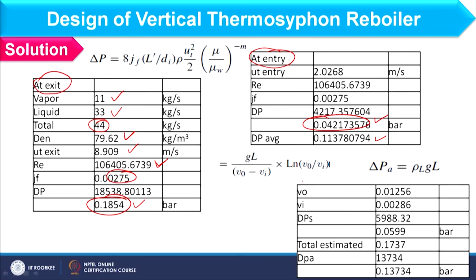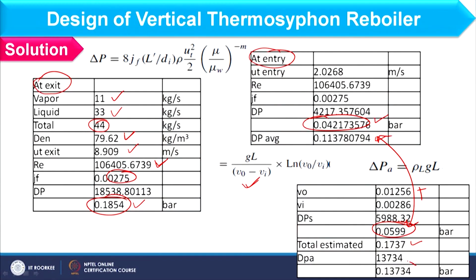Okay. Next we have to find out pressure drop due to static head. So, that value you can obtain as 0.06 bar, and when I add this as well as this we can find out total pressure drop as 0.1737 bar, okay, in the tube side, and total available pressure drop in distillation column side is simply rho L g L, right. So, that we can obtain as 0.13734 bar. Okay. So, if you see this value is again less than this value. So, in this case we can consider that pressure drop is not maintained.